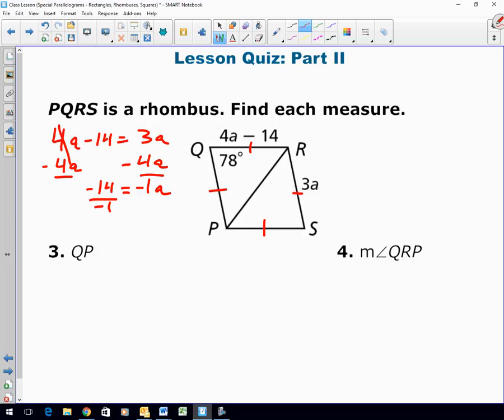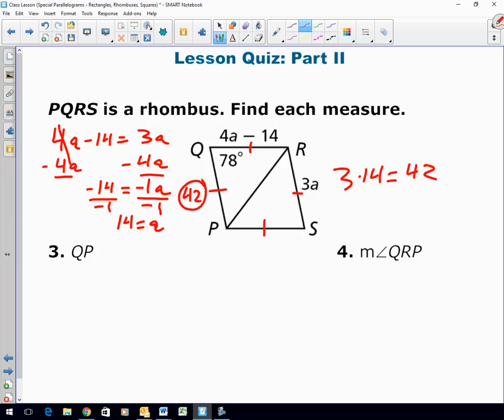What about over here? 14 equals A. Braden, is that my answer? No. You got to plug. Plug what? You got to plug 14 for A. So over here, I do that, correct? Yep. And what is that? It's 42.